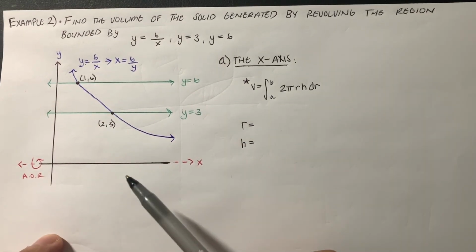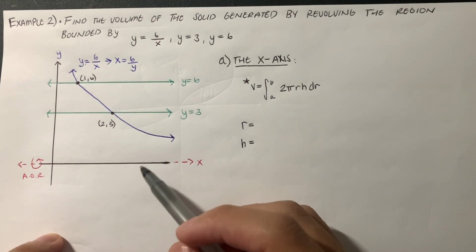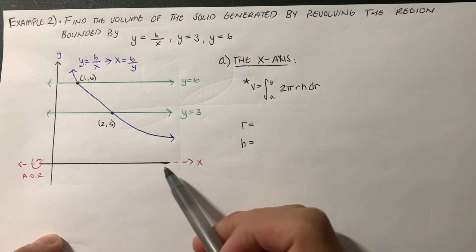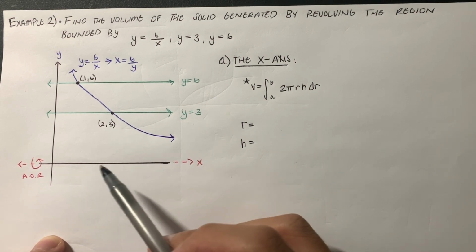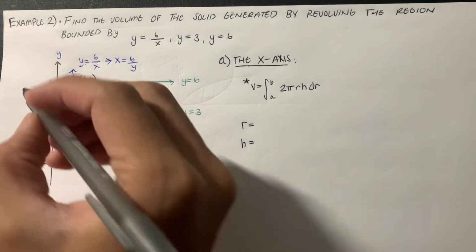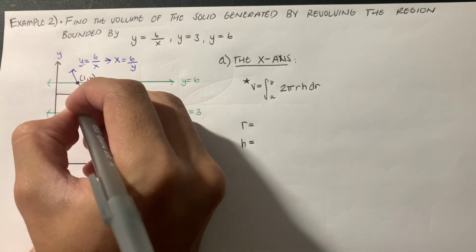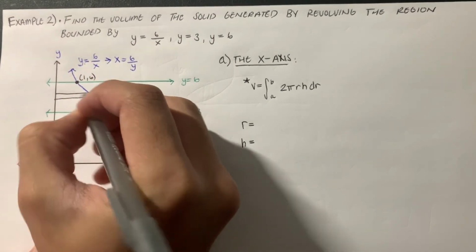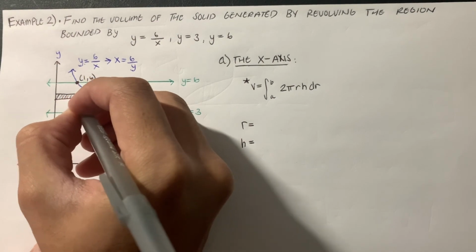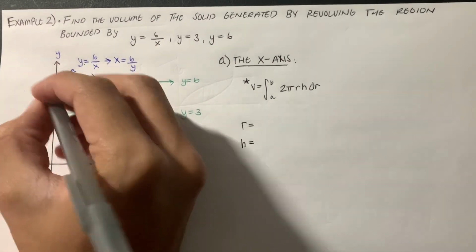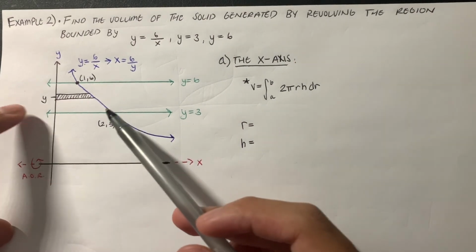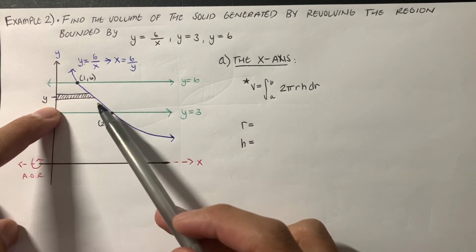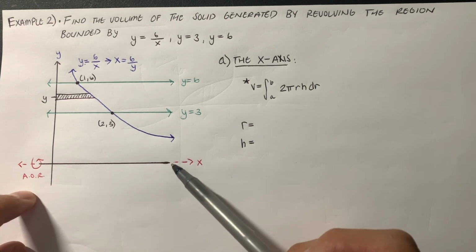Okay, so now what we're going to do next is label our rectangle. And we just want to make sure that we always make it parallel to the axis of rotation. So as you can see here, the axis of rotation is the x-axis. So I'm just going to draw that in right here. And we're going to call this rectangle y because it is on the y-axis, going horizontally since it is parallel with the x-axis.